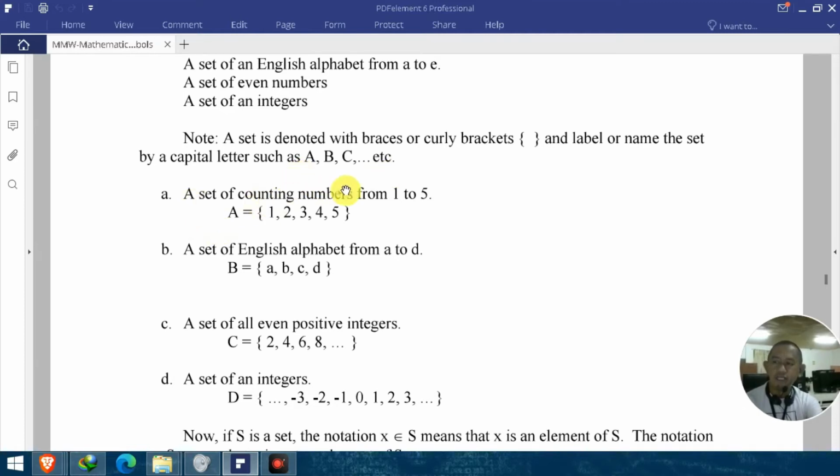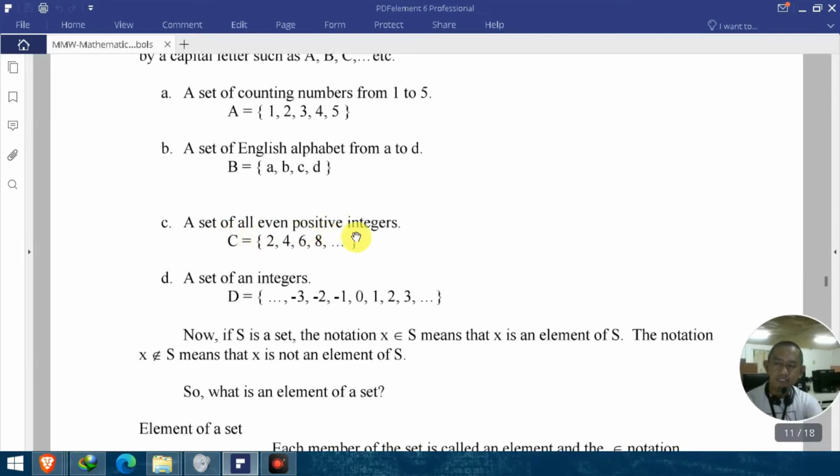A set of counting numbers from 1 to 5. So this is set A, which is equal to a set of 1, 2, 3, 4, and 5. Then a set of English alphabet from A to D. So, set B has elements A, B, C, and D.